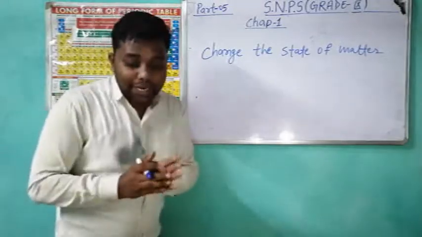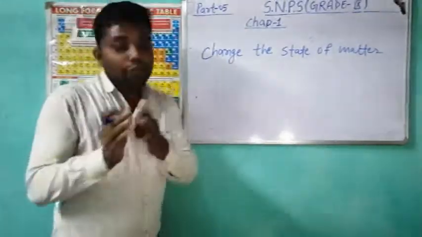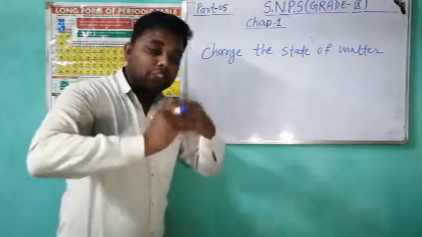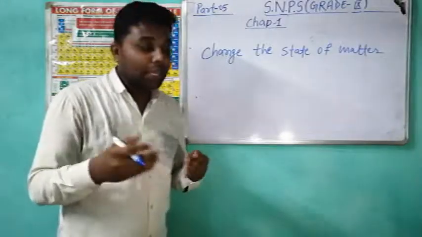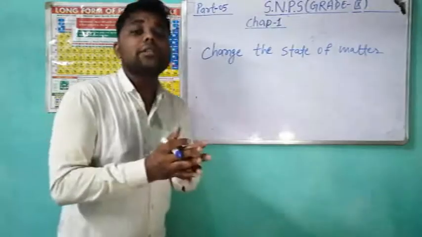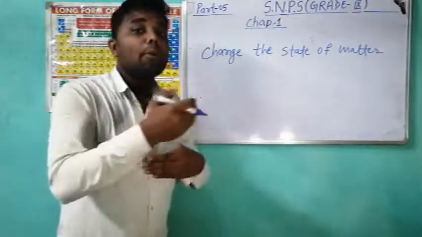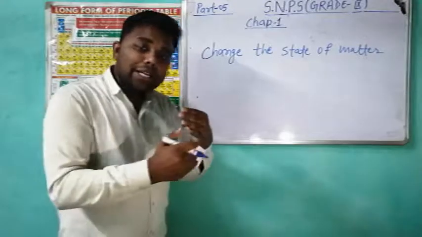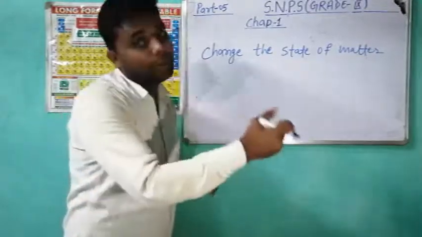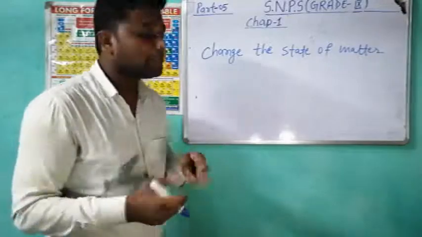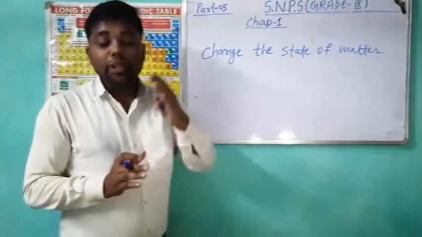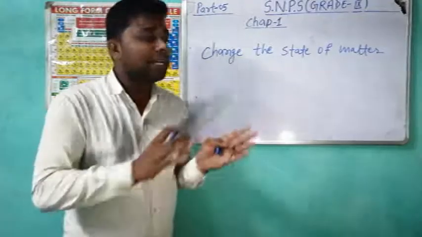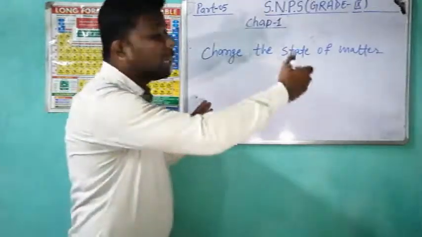So we can say that it is a change in temperature. If we change the temperature, if we heat something, then it changes its state. Simply, if we heat the ice, it is converted into water, and when we heat the water, it is converted into vapor, that is, the gaseous state. So by changing the temperature of matter, it changes its state.